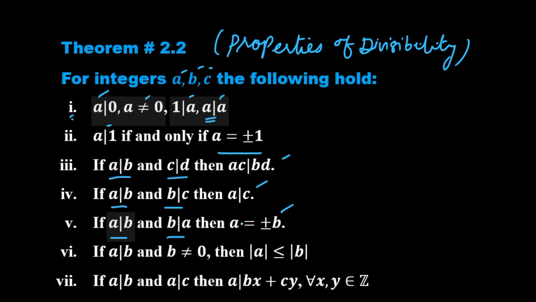If a divides b and b is a non-zero integer, then the absolute value of a is always less than or equal to the absolute value of b. If a divides b and a divides c, then a divides bx plus cy.